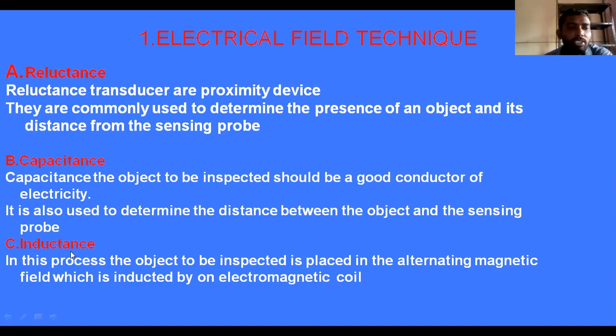So next one is inductance. In this process, the object to be inspected is placed in an alternating magnetic field, which is induced by an electromagnetic coil. Based on the coils, the machine inspects the quality of the product. So it is one of the electrical field techniques.